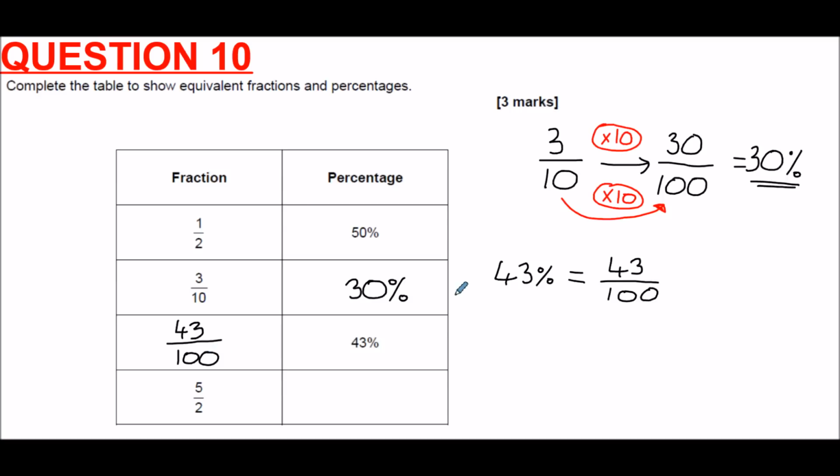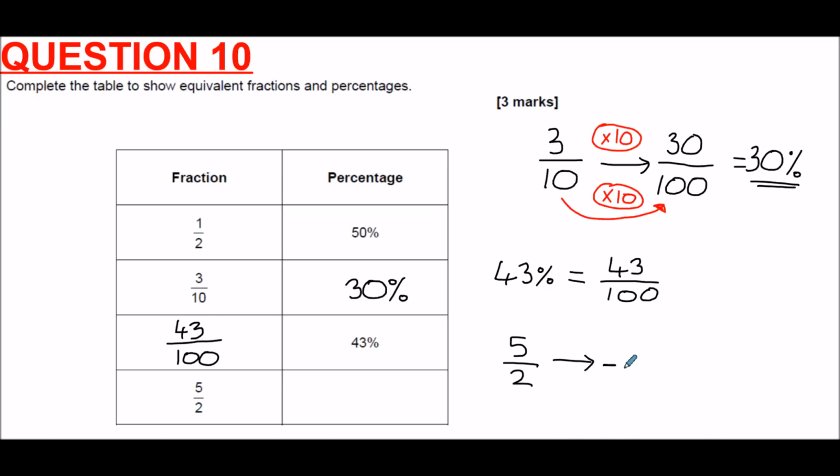And finally, 5 over 2. Just be aware 5 over 2 is a top-heavy fraction. This represents a number bigger than 1. So as a percentage, 1 unit is 100%, so this is going to be bigger than 100%. But we can use the same method we did for 3/10. What we could do is try and see how we can get from 2 up to 100.